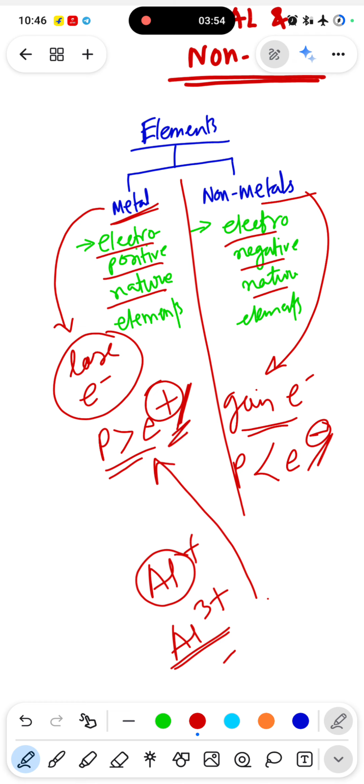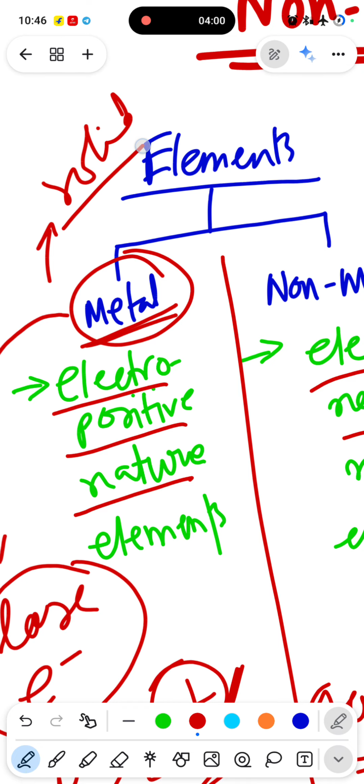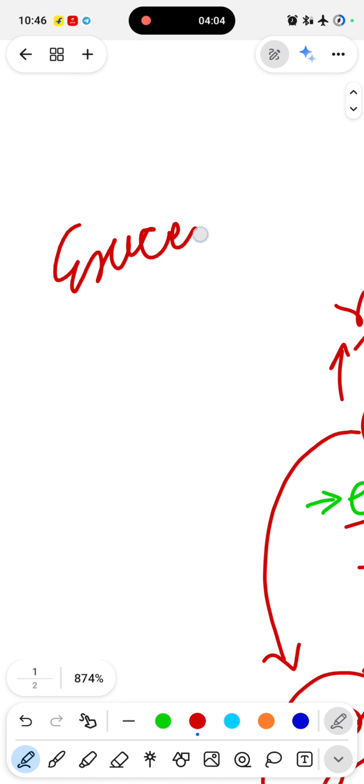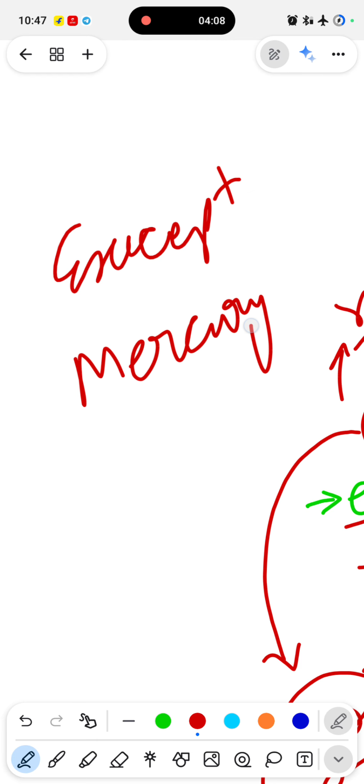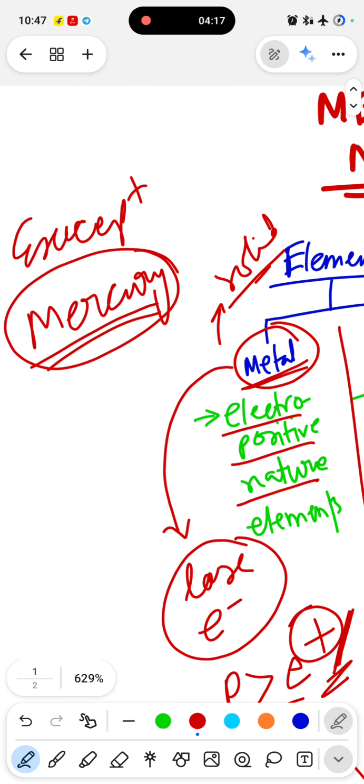Now, one thing: all metals are solid at room temperature, except mercury. Mercury is the only metal that is liquid at room temperature, which is used in thermometers.